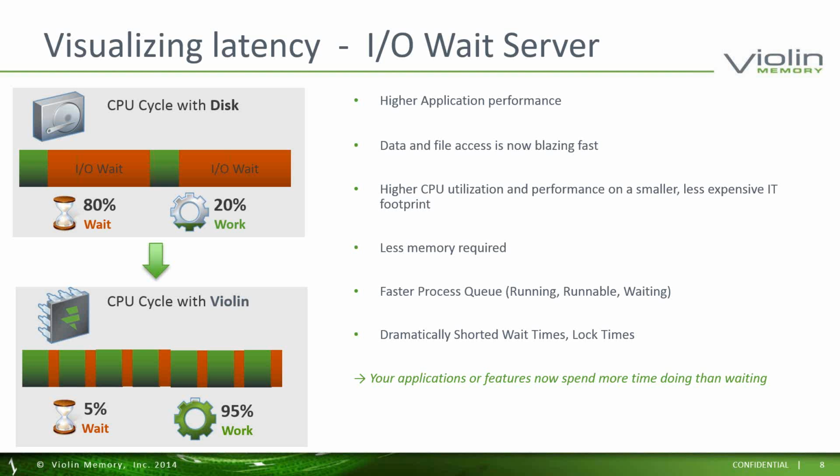Process queues run much quicker. We've all seen processes where you see runnable, running, or suspended. Now what will end up happening is you'll see more processes cycle through quicker. And it dramatically shortens your wait times, your lock times, and concurrency issues. It dramatically shortens them.